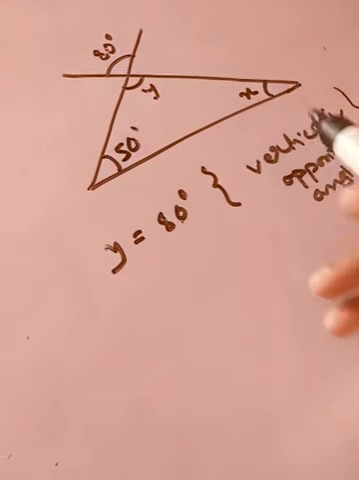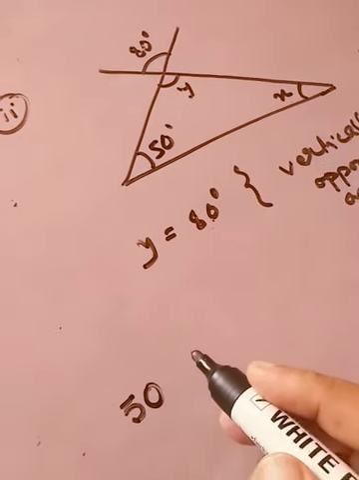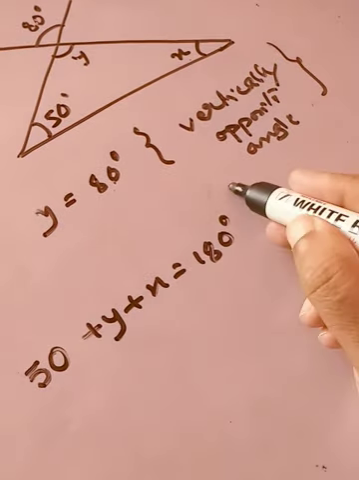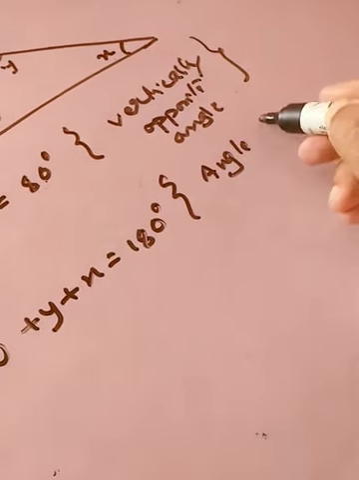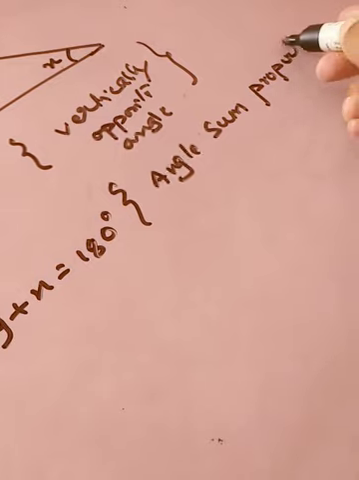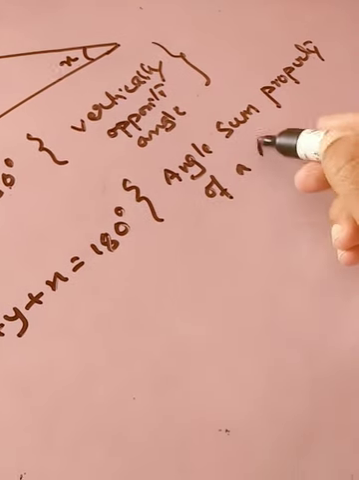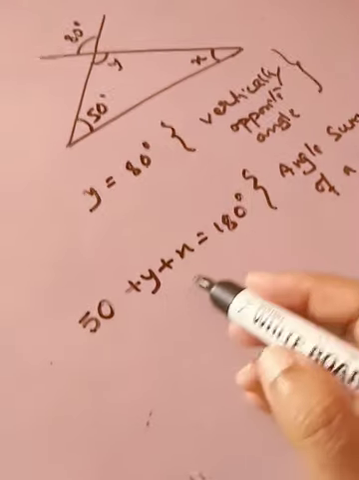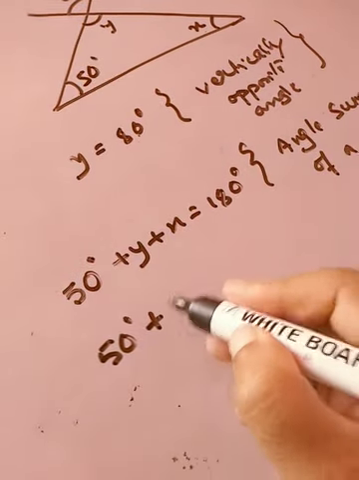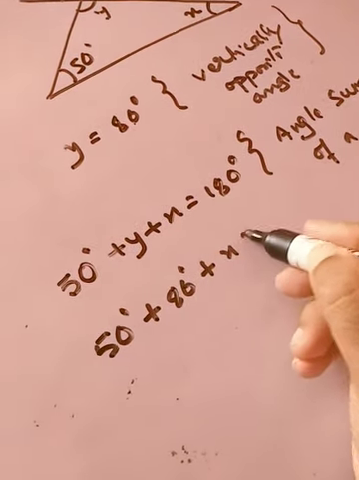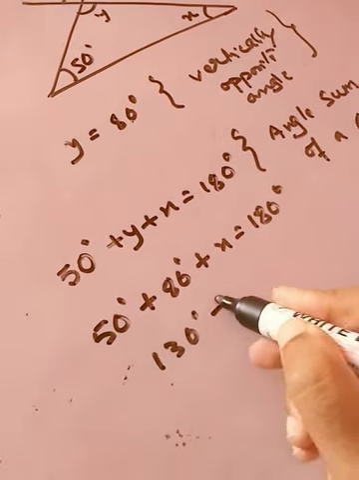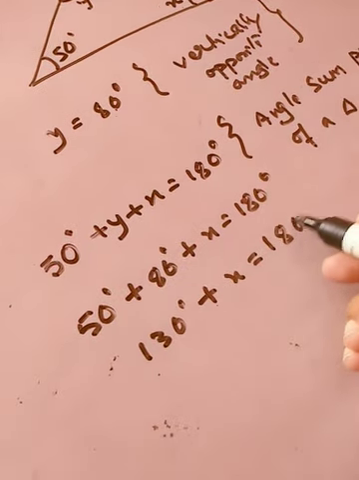Now we can easily get the value of x, the same way we did with the first sum. And why have we written this? Because this is angle sum property. Everywhere you have to write the reason. Now you can put the value of y. So 50 degree, y is 80 degree, plus x equals 180 degree. 50 plus 80 is 130 degree, plus x equals 180 degree.